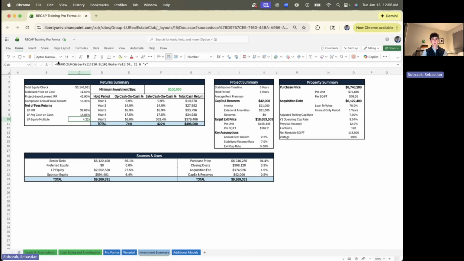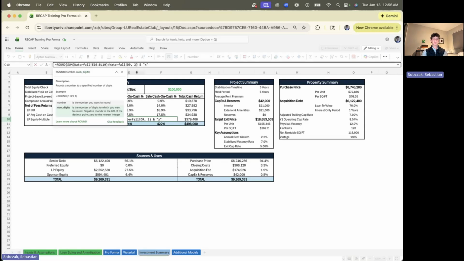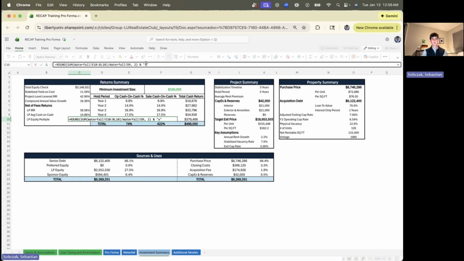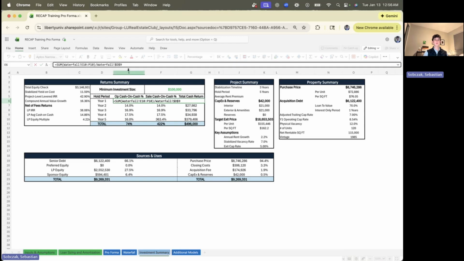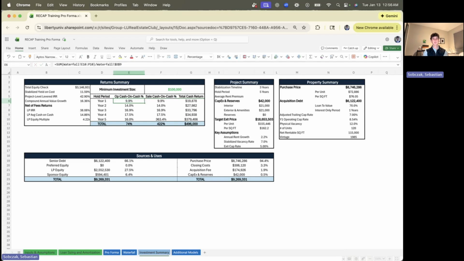And then this function is saying we want it rounded to 2 decimal places, and then we want it also to have an X after it to demonstrate that it's a multiple. Our minimum investment size, this can change obviously model to model, but for this one, it's $100,000. And then we've got our operations cash on cash, which is a sum of our waterfall, again, our net cash flows over our initial equity. So it's pretty much the same thing that you saw there, except we're not having it as a multiple, we're having it as our cash on cash.